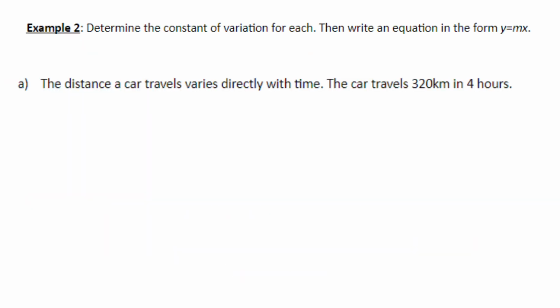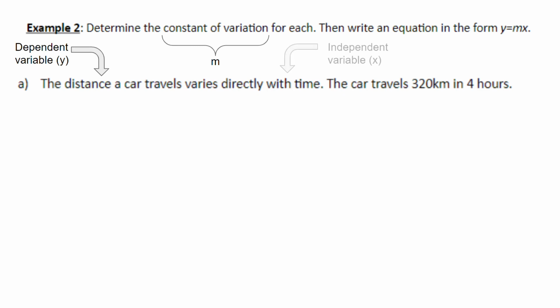For example 2, we're going to be given two scenarios. And we want to determine the constant of variation for each scenario, then we want to write an equation in the form y equals mx. The distance a car travels varies directly with time, and the car can travel 320 kilometers in 4 hours. So, our constant of variation is m. And we want to state what our dependent and independent variables are. In this case, distance is the dependent variable, and time is our independent variable.